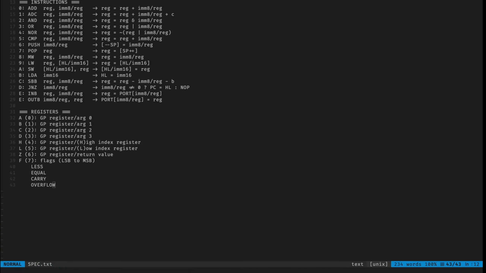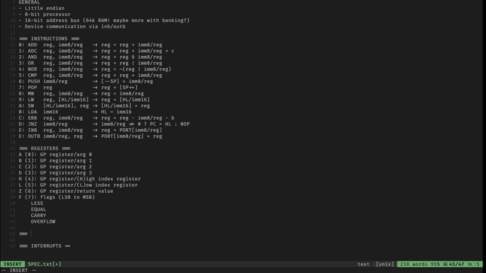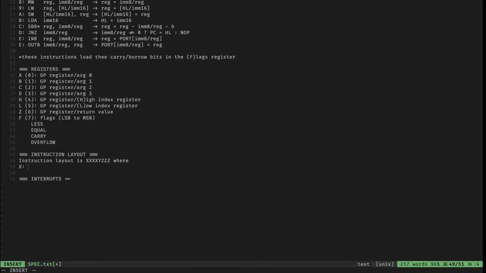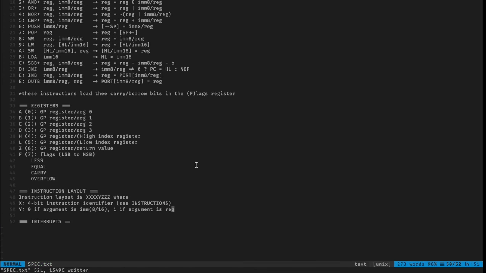We've also got 8 whole general purpose 8-bit registers to play with that store temporary data for the computer, including the F register for arithmetic flags, the H and L registers for an indirect 16-bit memory address, and then A, B, C, D, and Z for the rest of our data.